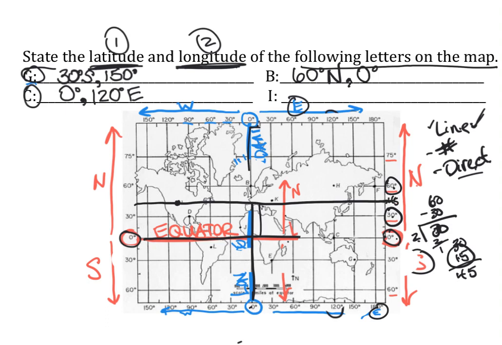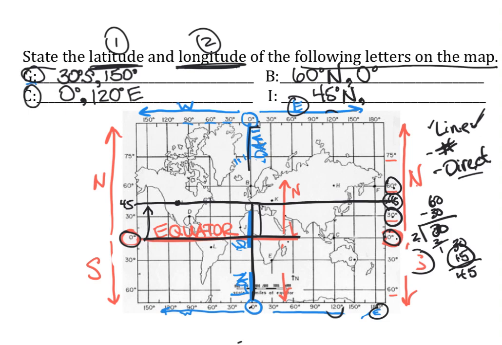If that was confusing to you, pause the video right now, go back and re-listen to what I just did. You'll catch it the second time. So we did all of that so we could figure out that this line that I is on is 45 degrees, and that would be the latitude. And since it is north of the equator, we would put an N after that.